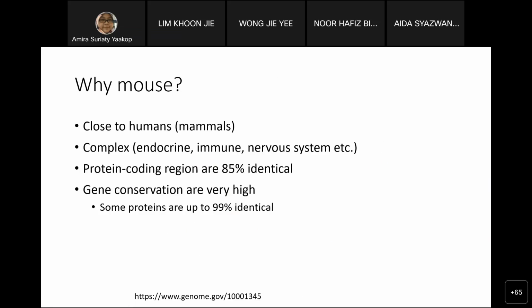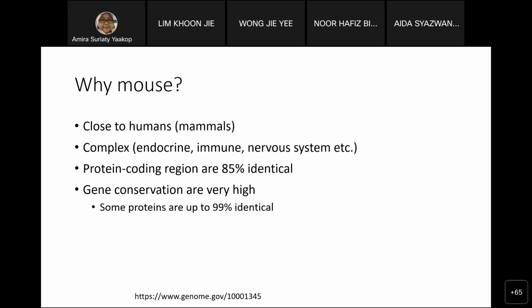Why mouse? Sebab dia close to humans. Alright, very close to humans. And then it's a mammal. Alright, so we can observe the changes easily. And then you have complex systems like human. Okay, contoh dia ada endocrine system, immune system, nervous system, rather than yeast, dia tak, it doesn't possess those kinds of systems, Drosophila pun tak ada. Alright, so it's hard for us to see the changes if let's say you want to see inside the nervous system. So that's why mouse is the best model organism that we could have that can mimic human.